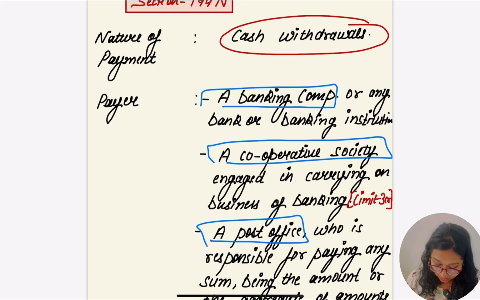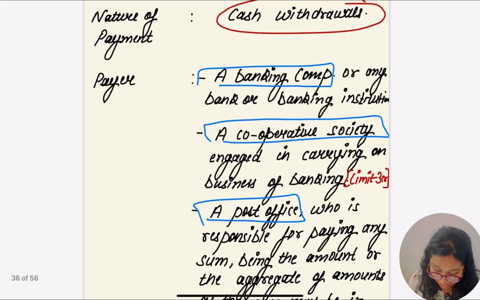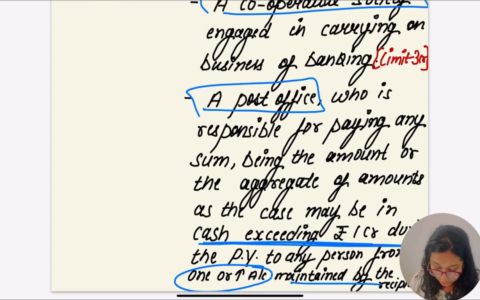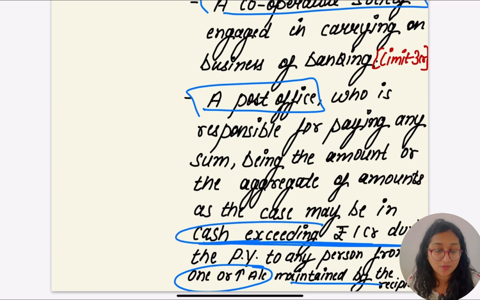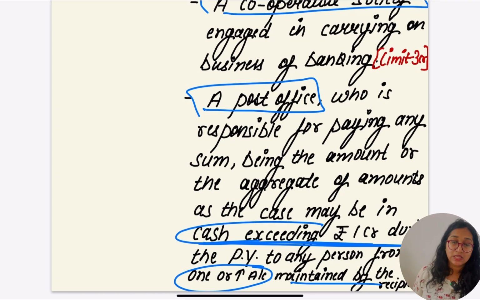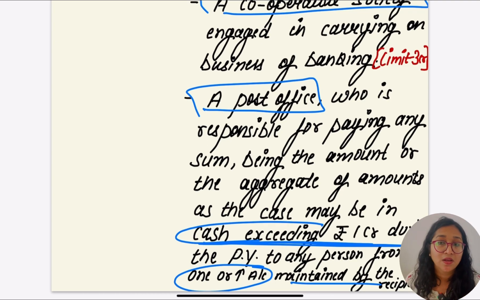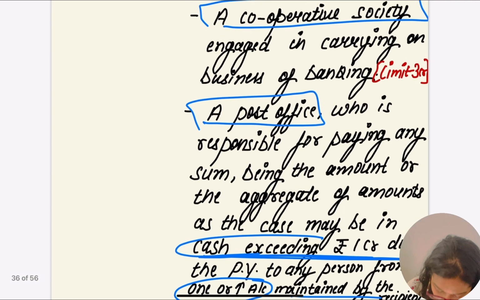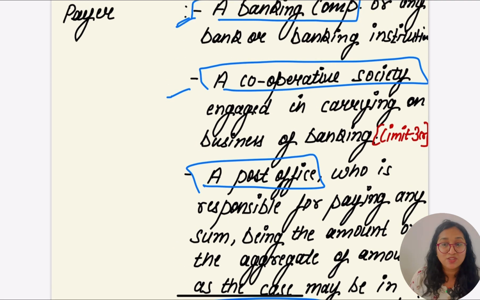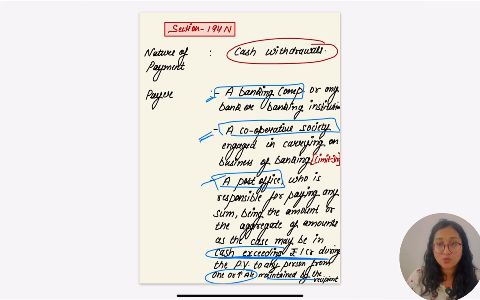In case of a post office, if the cash exceeds 1 crore during the previous year to any person from one or more accounts maintained by him, there is a limit, and the limit is 1 crore. If that limit is exceeded, in that case we are going to take these people. First say it with me: first was a banking company, second was a corporate society, and third is a post office. Now the payee is going to be any person.